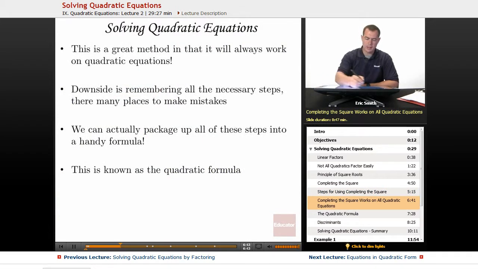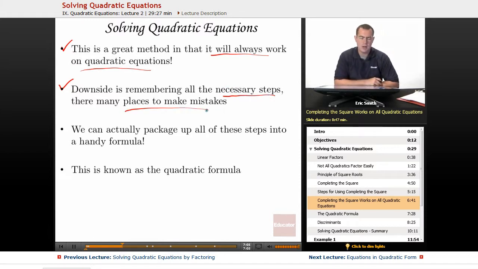Now the reason why I like completing the square so much is because it will work on any quadratic equation. We don't have to worry if it's a special form or if it's easily factorable. We can actually just use completing the square and it will work. Of course, there is one major downside to using completing the square. There are lots of necessary steps, and it makes it very easy to make a mistake when trying to follow it. The good news is all of these steps can be packaged up into a handy formula.